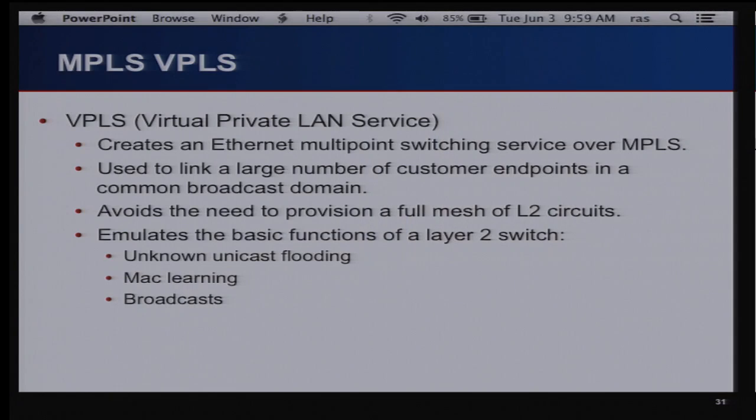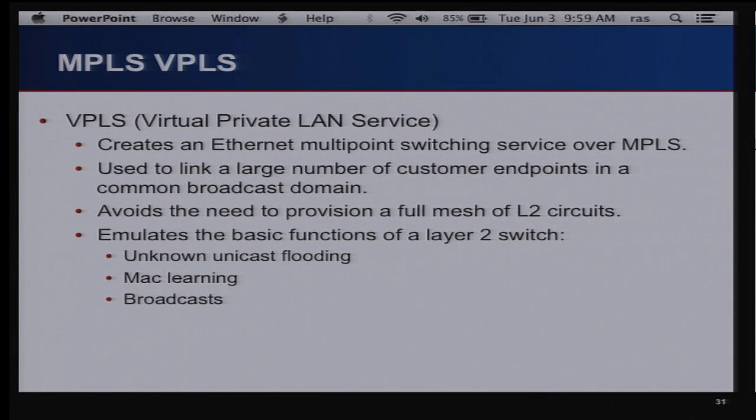I'm going to flood it to every site. I'm going to wait for a response back, and then now I'm going to know where to send it. It does MAC learning, it does broadcast, everything that you would expect from a traditional layer 2 network. So there's big advantages in that.